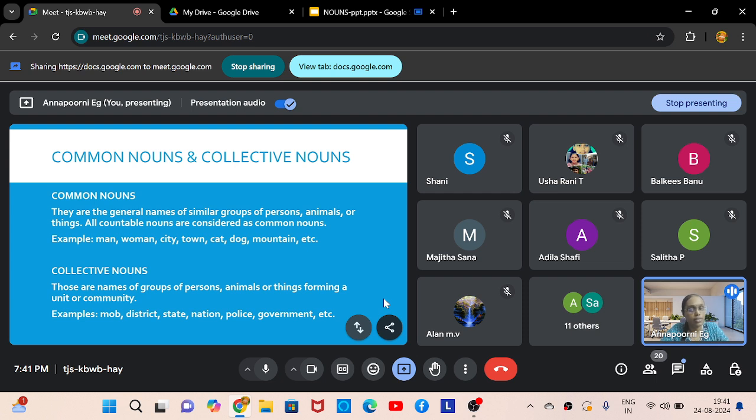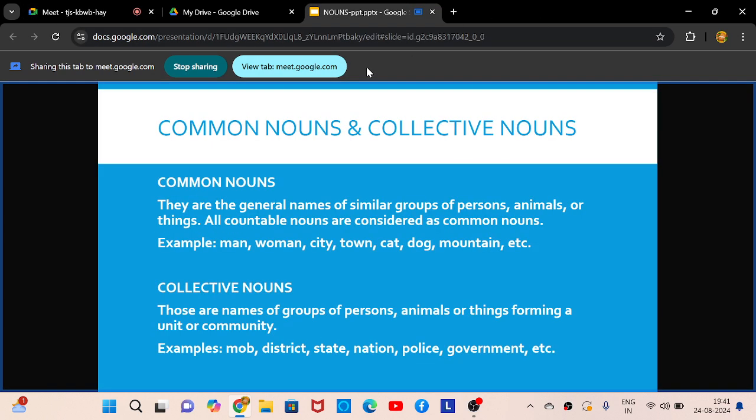Okay? And there is one important thing. All countable nouns are considered as common nouns. So please understand, nouns can be divided into two as countable and uncountable. There are two categories. Countable means those that can be counted, and uncountable is those that cannot be counted. Okay? So all the countable nouns fall under the category of common nouns.